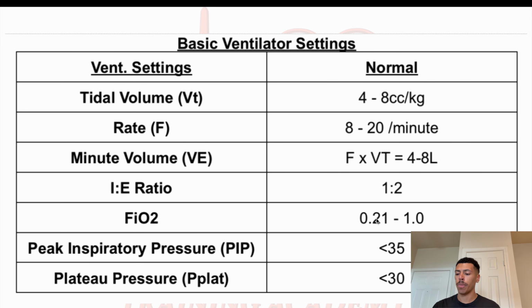FiO₂, 21% to 100% oxygen, 0.21 to 1.0. Peak inspiratory pressure, or your PIP, you want to see that less than 35, and the plateau pressure, you want to see that less than 30. And the reason you want to see these less than 30 is because that is what's going to do the least damage to the lungs. As you start getting higher than that, you're going to start causing barotrauma to the lungs, and so you want to keep those pressures at that or lower.